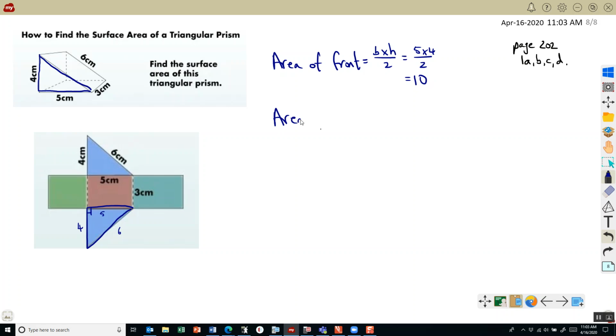What about the area of the back? Okay, well, hopefully we can see that the area of the back, that'll be this side. So this one is going to be exactly the same thing. It's the same shape.